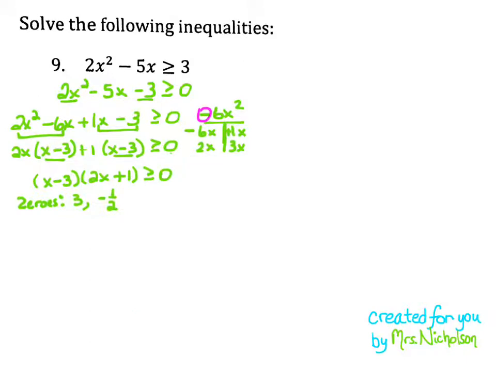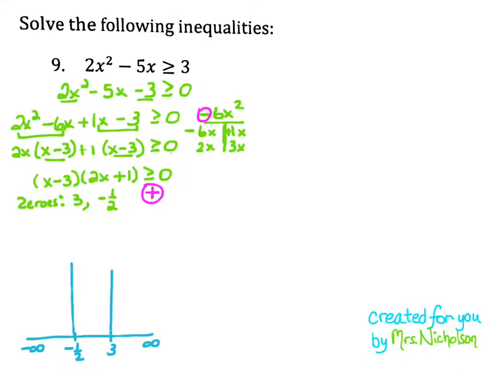So now it's time to do our sign chart. We're looking for where this is greater than or equal to 0. That means that I want to know where this polynomial is positive. Greater than or equal to 0 means positive. So we're going to do the sign chart. So I'm going to draw my number line down here at the bottom. Negative infinity, and then let's see, there's negative 1/2, and then 3, and then of course this would go to positive infinity.